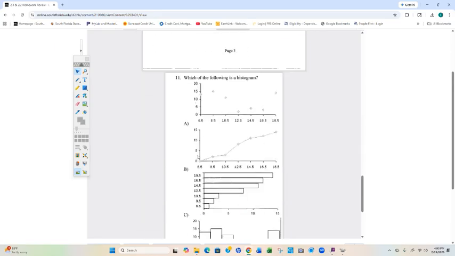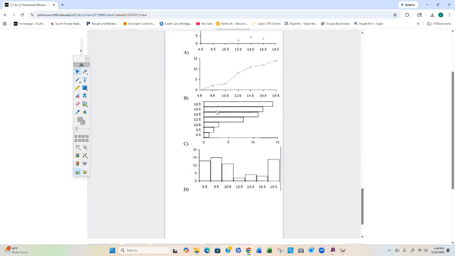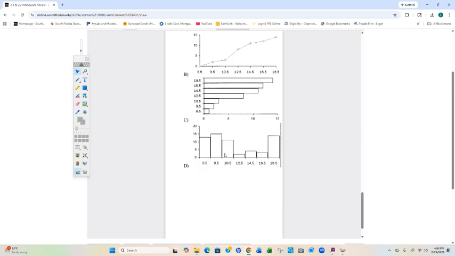Last question on this review, which of the following is a histogram? So A has dots here, B has dots that are connected with lines, C has bars that are horizontal, and D has bars that are vertical.